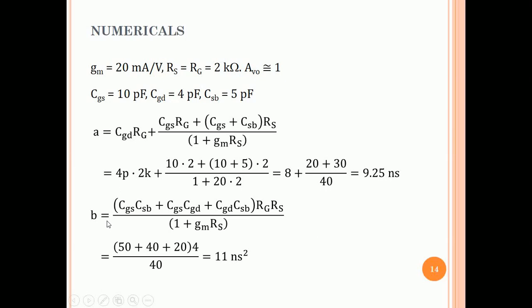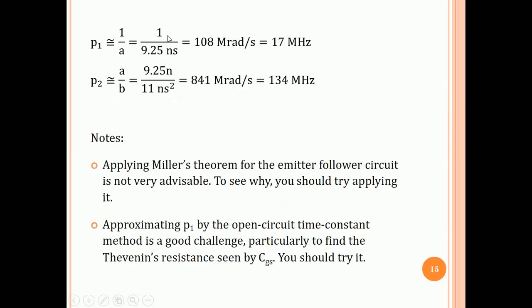The B, which gives the second pole, if you look at the numbers 50, 40, 20, all three are about the same. So it's difficult to make approximations. All capacitances contribute to the second pole. It is very difficult to give any simplification. So with these numbers we get P1 and P2 values of 17 megahertz and 134 megahertz.